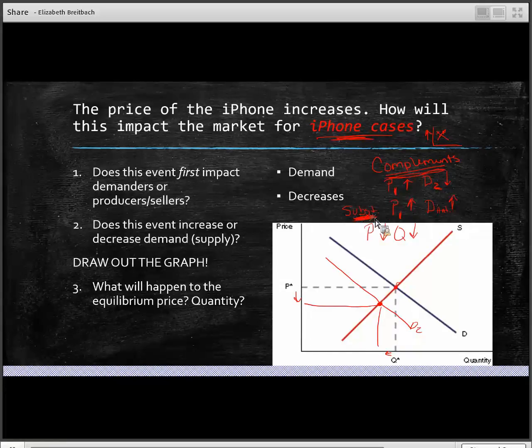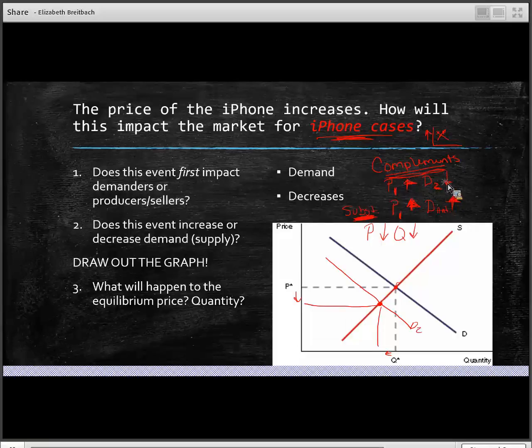As the price of the iPhone increases, the quantity I demand is going to decrease, and that's going to cause me to switch to an Android. And as I purchase fewer iPhones, I'm not going to need an iPhone case anymore, and so the demand I have for iPhone cases actually falls.